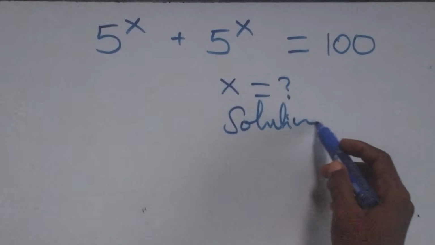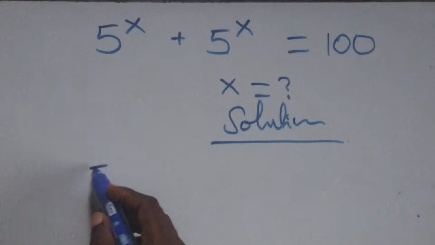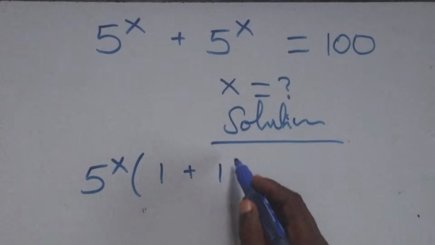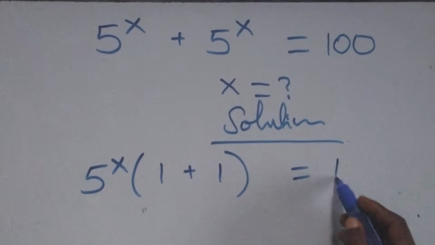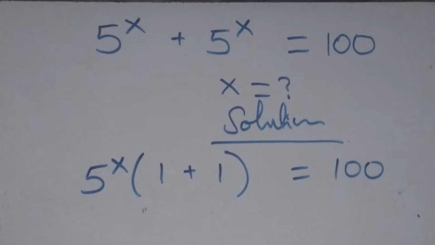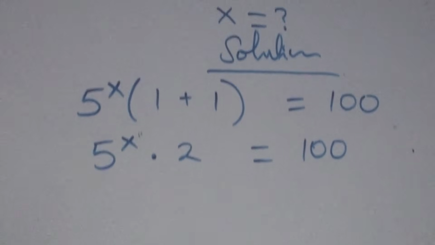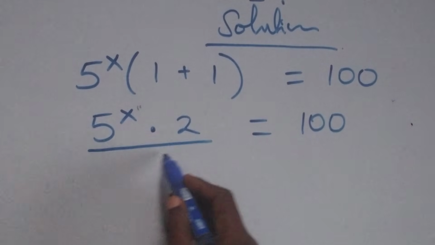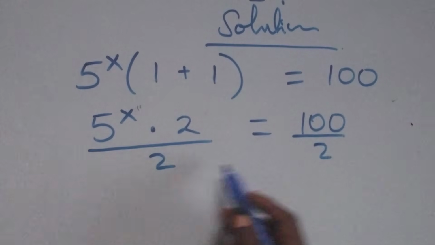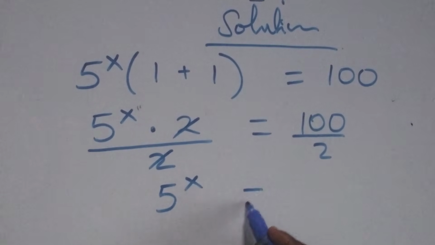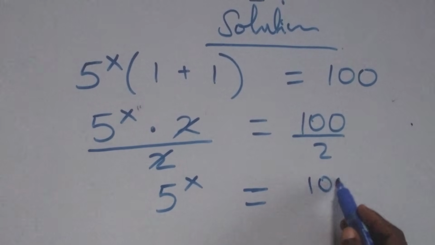Solution from here. We can write this as 5 raised to power x into brackets 1 plus 1, close bracket, equals 100 on this side. Then we have 5 raised to power x times 1 plus 1, that's 2, equals 100. Then divide both sides by 2. That is, divide this side by 2, and also divide this side by 2. So the 2s cancel each other, and we have 5 raised to power x equals 100 over 2.